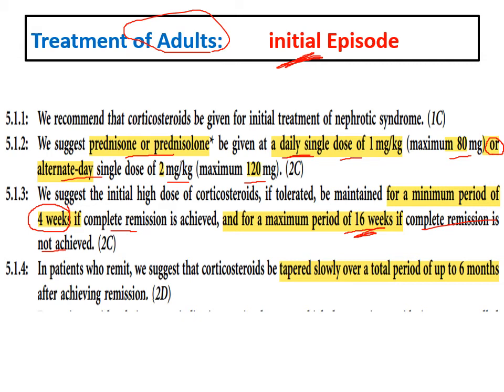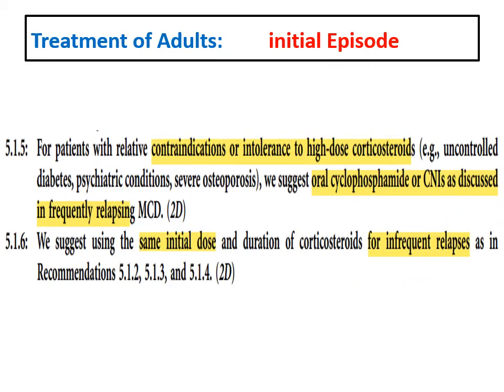For patients who enter remission, we should taper the steroids slowly over a period of 6 months after achieving remission. So continue the steroids and start withdrawing them gradually over 6 months. Patients with contraindication or intolerance to high dose steroids, I can use oral cyclophosphamide or CNIs as described in frequent relapsers.